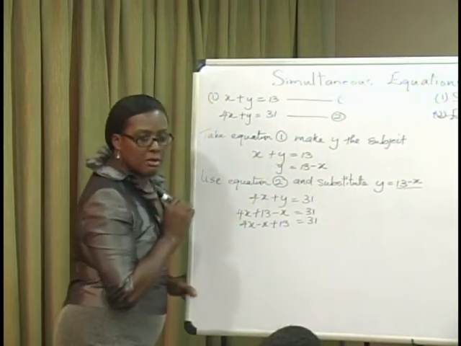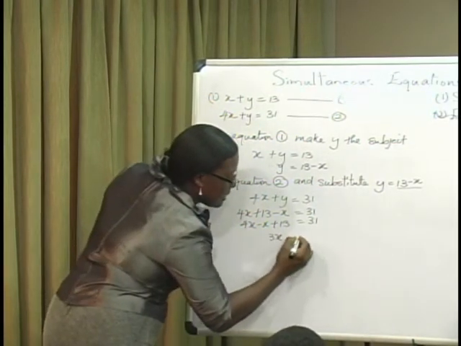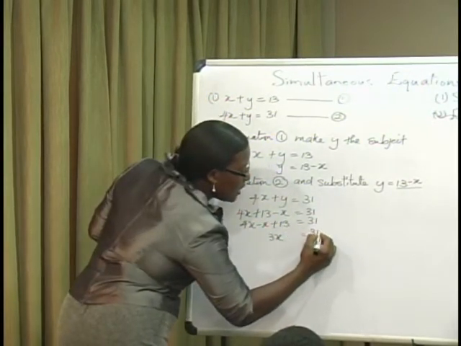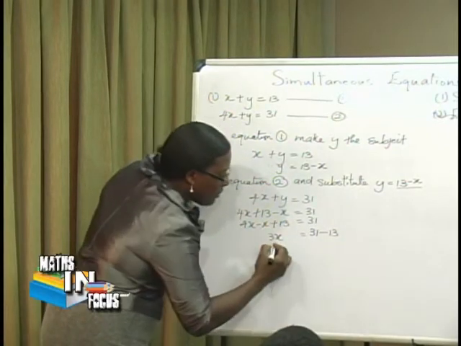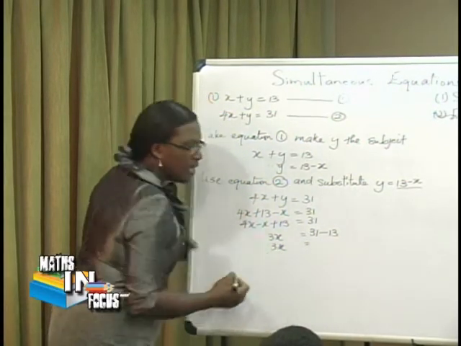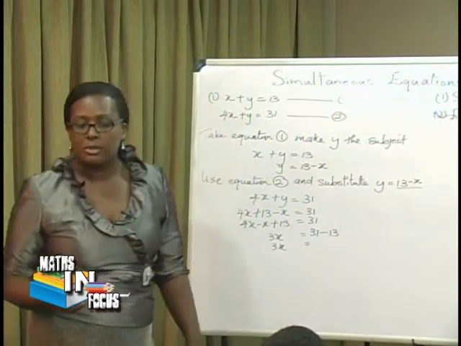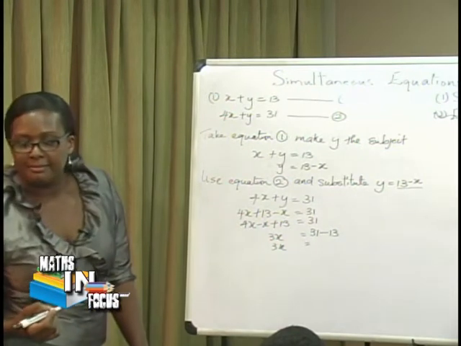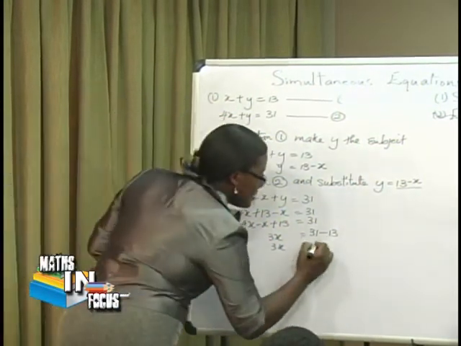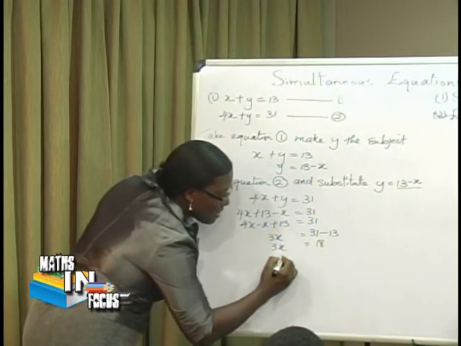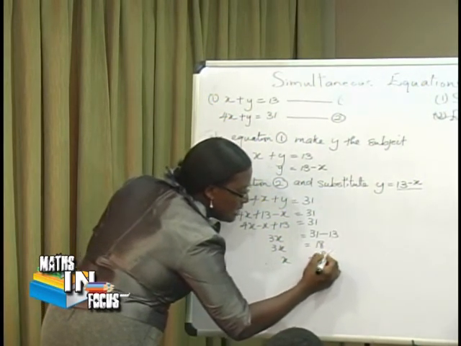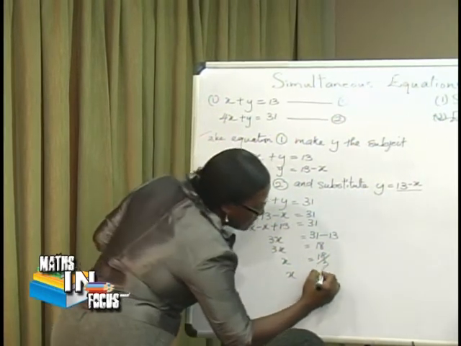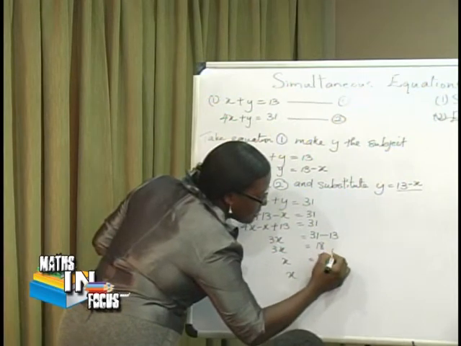4x take x would be 3 x's. And then we're going to group 13 with the 31. We're going to have 31 take 13. 3 x's. If we take 13 out of 31, what are we left with? 18. Very good. Therefore, x is equal to 18 divided by 3. x is equal to 6. 3 6s are 18.